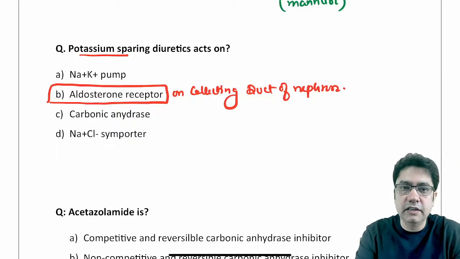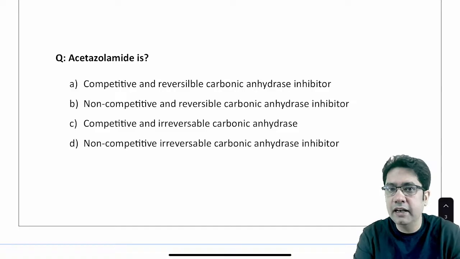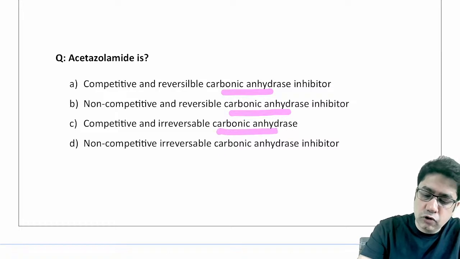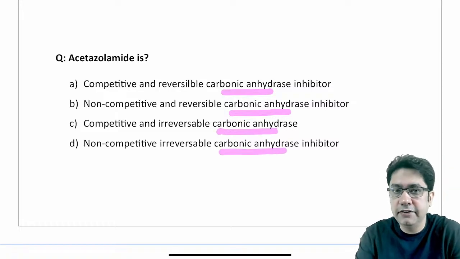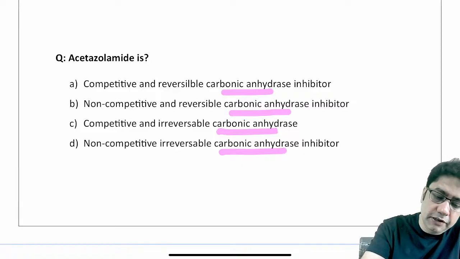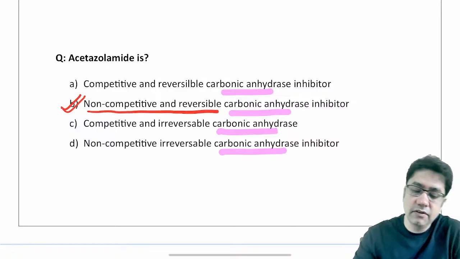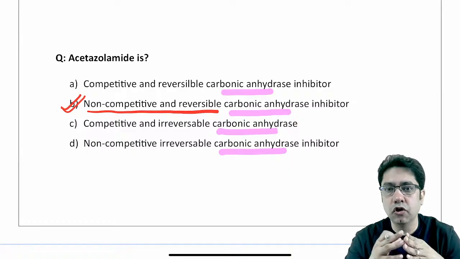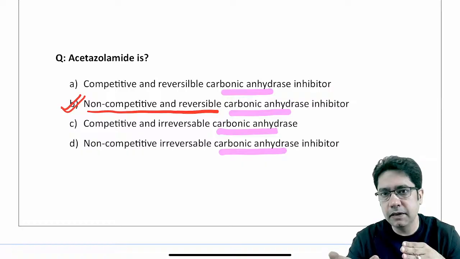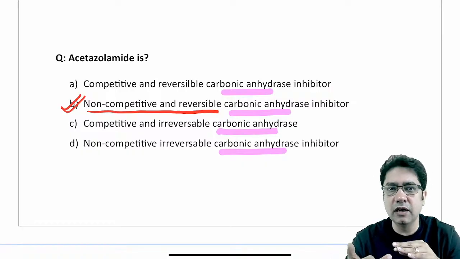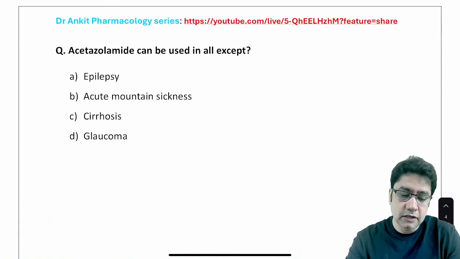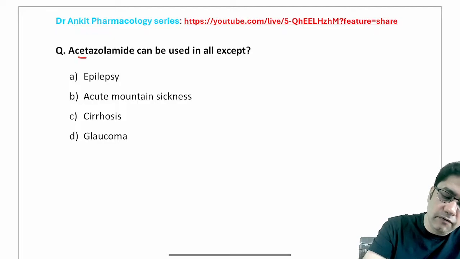Now, the next question: acetazolamide is a carbonic anhydrase inhibitor. In which fashion does it inhibit the carbonic anhydrase enzyme? Remember, it's an important question. It is a non-competitive plus reversible inhibitor of the carbonic anhydrase enzyme. A very unique mechanism, because most of the non-competitive blockers are irreversible blockers. The exception is acetazolamide. It is a non-competitive but reversible blocker.